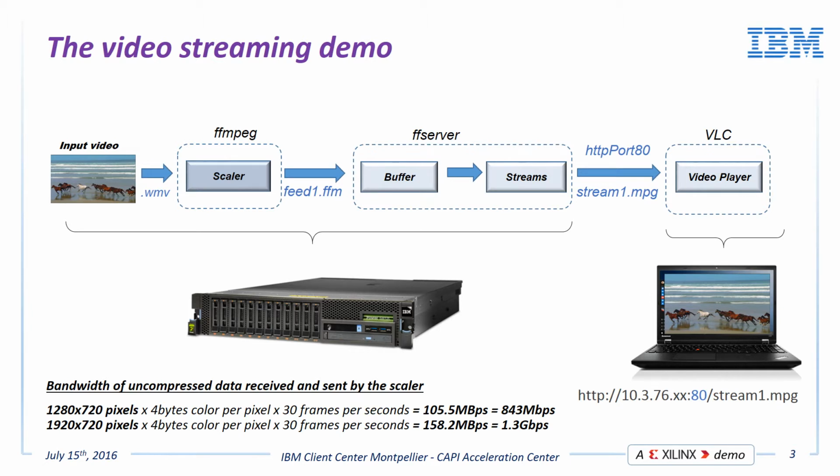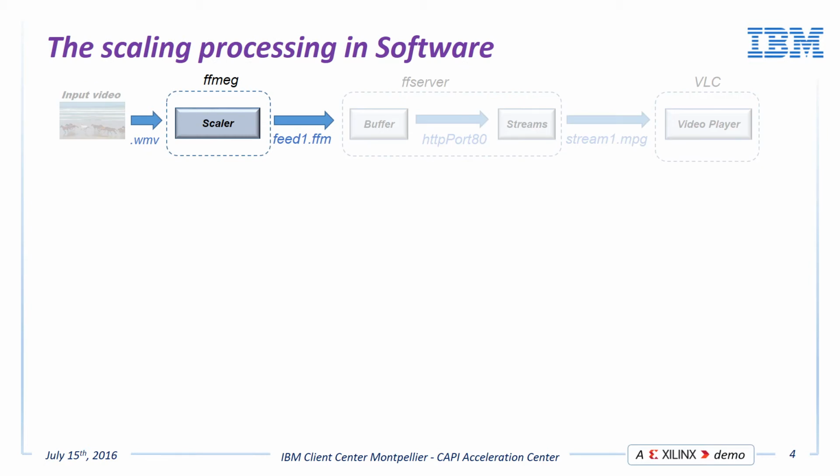For your information, and just to give you an idea of the size of the data we are working with, we will use input and output images that, once fully uncompressed, will generate a bandwidth of around 1 gigabit per second to and from the scaler. Let's see now what the FFmpeg scaler process looks like and how the benchmark comparison is done.